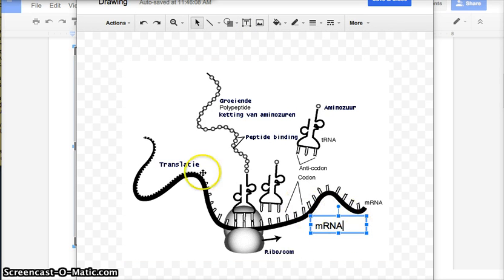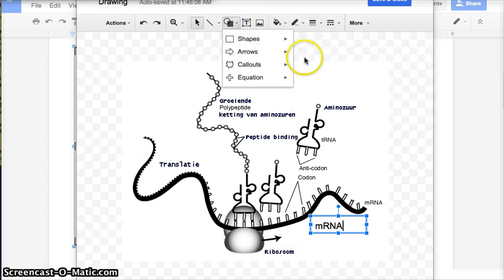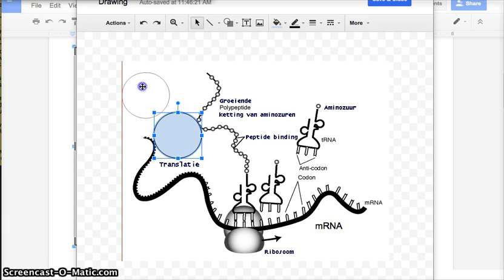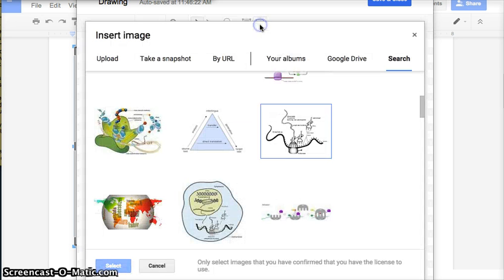Alright, and the mRNA, where did it come from? It came from the nucleus. So I'm just going to draw a circle out here that shows that the mRNA came from the nucleus. Alright, so here's our nucleus.